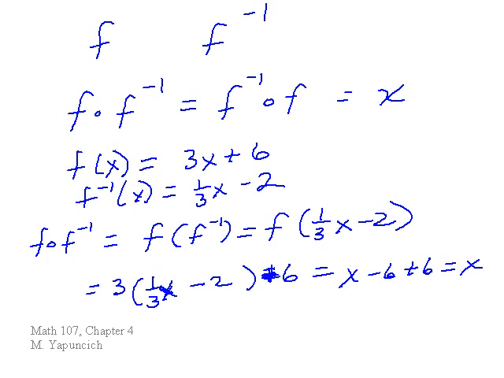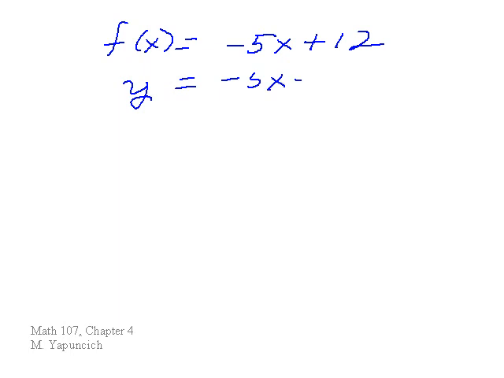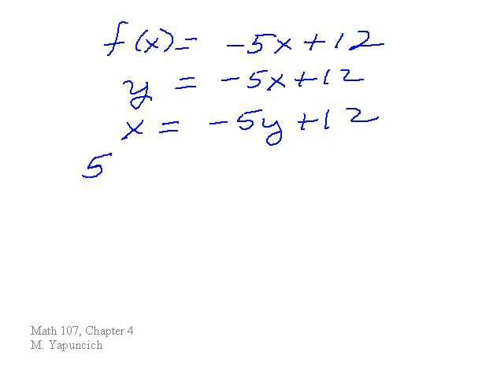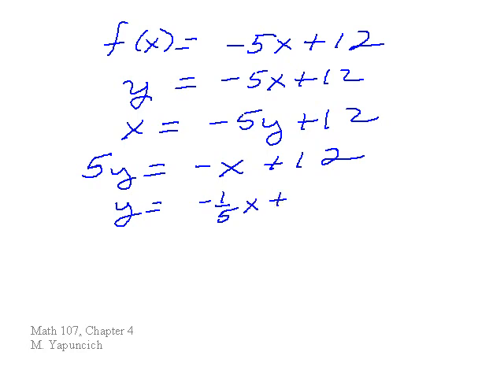Okay, let me show you another example. I'll do another linear equation, which f of x is minus 5x plus 12. First step, I replace f of x with y. Then I switch x and y. Alright, and now solve for y. So I'd have 5y equals negative x plus 12. Divide through by 5, I've got y equals minus 1/5 x plus 12 over 5.